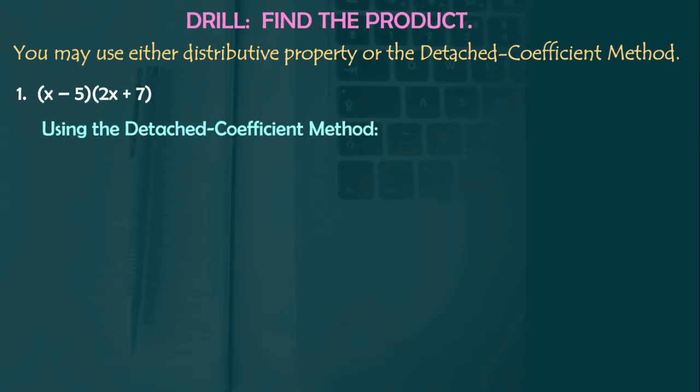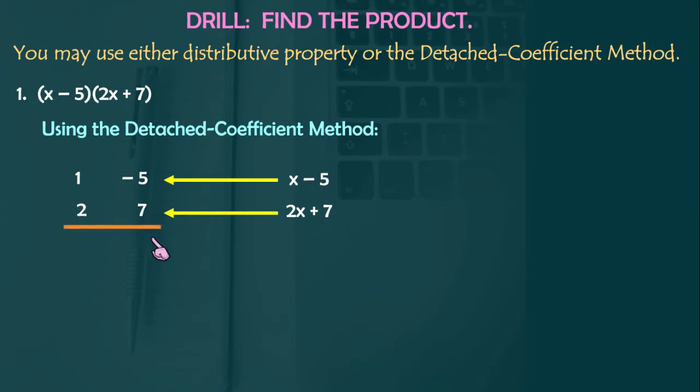Now, using the detached coefficient method, the first thing that we do is to get the coefficients of the first factor x minus 5. The coefficient of x here is 1, and then we have the constant term negative 5. So therefore, the coefficients here are 1 and negative 5. Next, get the coefficients of the other factor, 2x plus 7. So the coefficient of x here is 2, and then 7 is the constant term. So we will have 2 and 7.